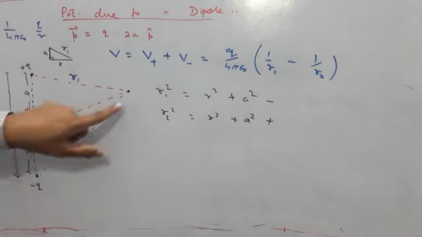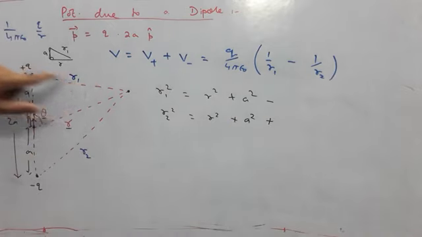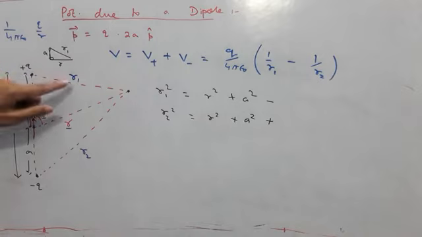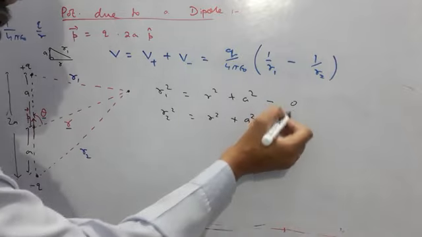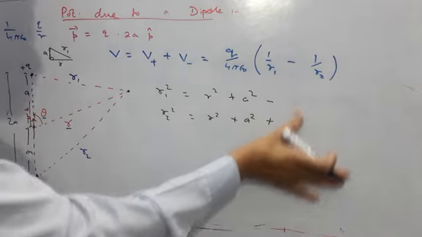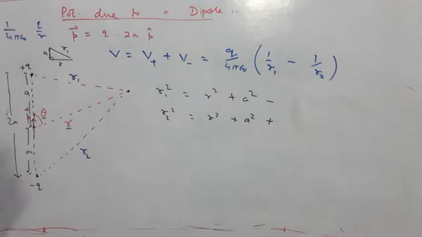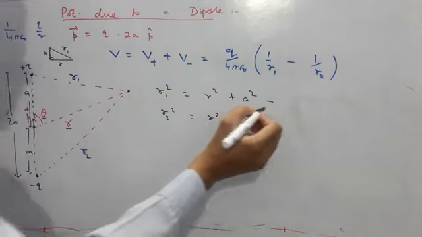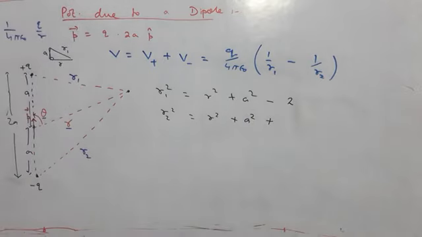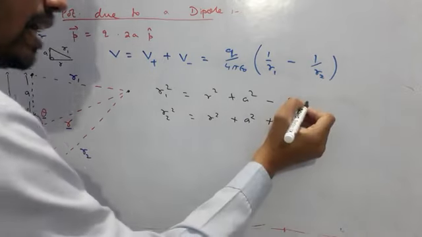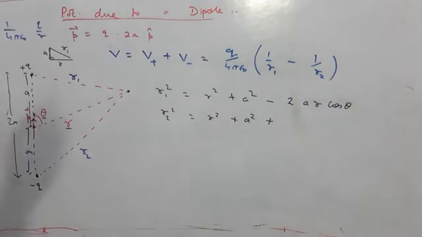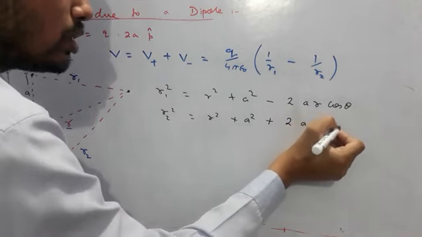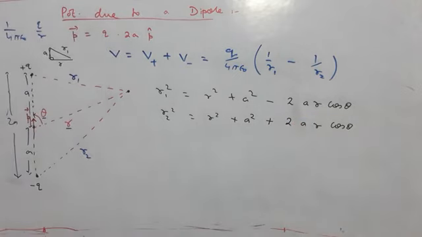You can see this is the longest side, this is the shortest side among all of these three sides. So in r1 square there is a minus term, in r2 square there is a plus term. It is 0 if this angle is 90 degrees and non-zero if this angle is other than 90 degrees. Now how much do we have to subtract or add? That is twice of a dot r, or you can write 2ar cos theta. These are the values for r1 and r2.